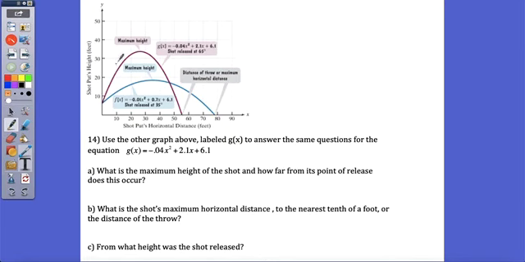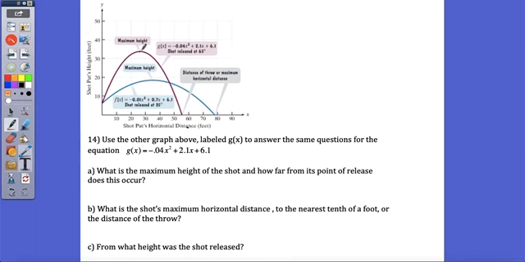So we're going to use this red graph because it says we're going to use g of x. So there's our function, negative 0.04x squared plus 2.1x plus 6.1 equals g of x. And notice how g of x, this y, represents the shot put's height, whereas the x represents the shot put's horizontal distance. So both of them are distance.